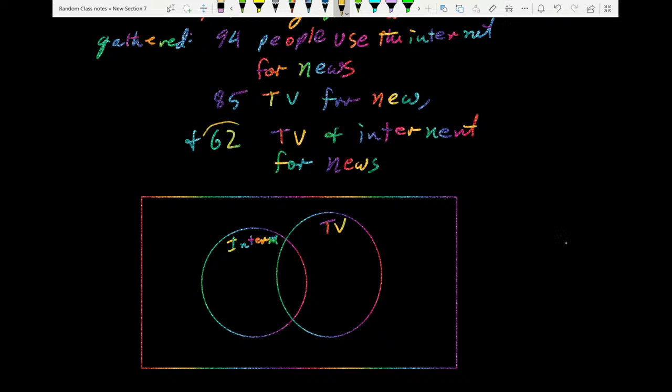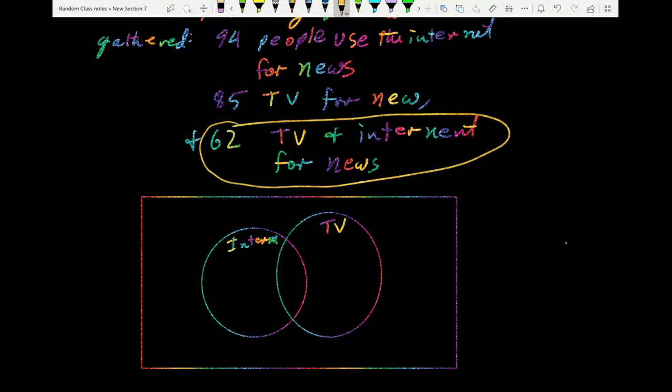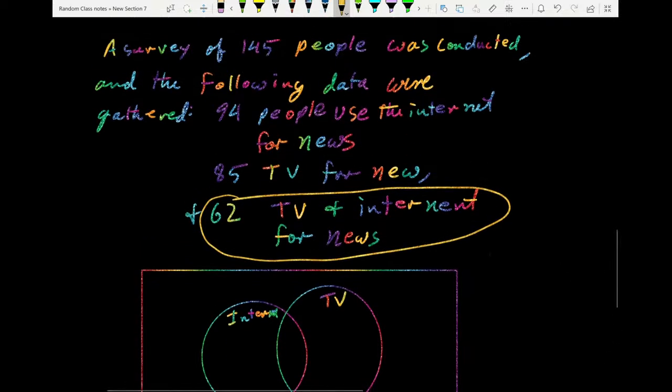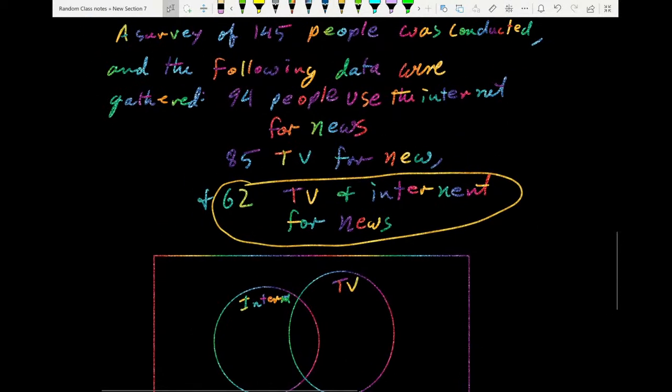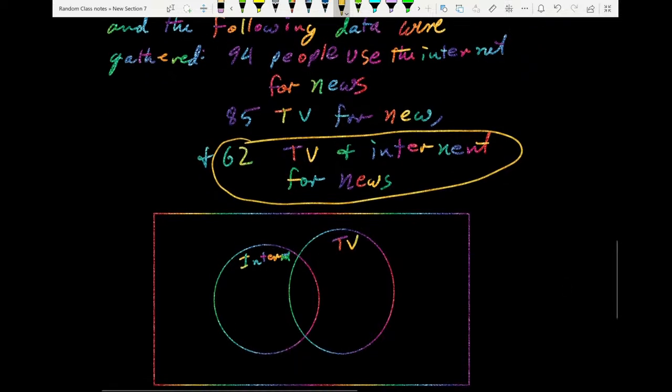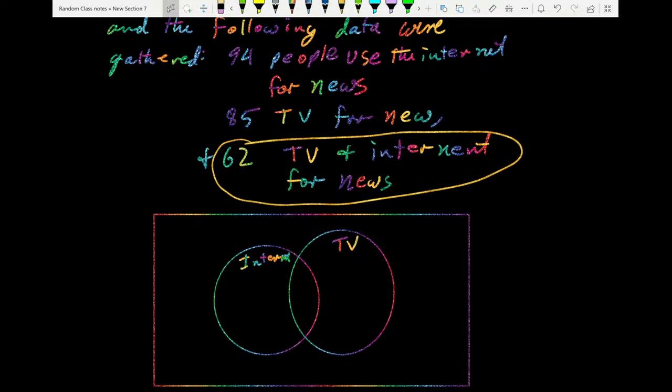The first thing, we're going to look at this number right over here. Before we look at anything else, check this out. If I add 94, 85, 62, I get more than 145. So you have some numbers that repeat, or some people overlap, and we want to take those people out, and a Venn diagram will help us do that. First things first, 62 people use TV and the internet for news. So that's the 62 people.